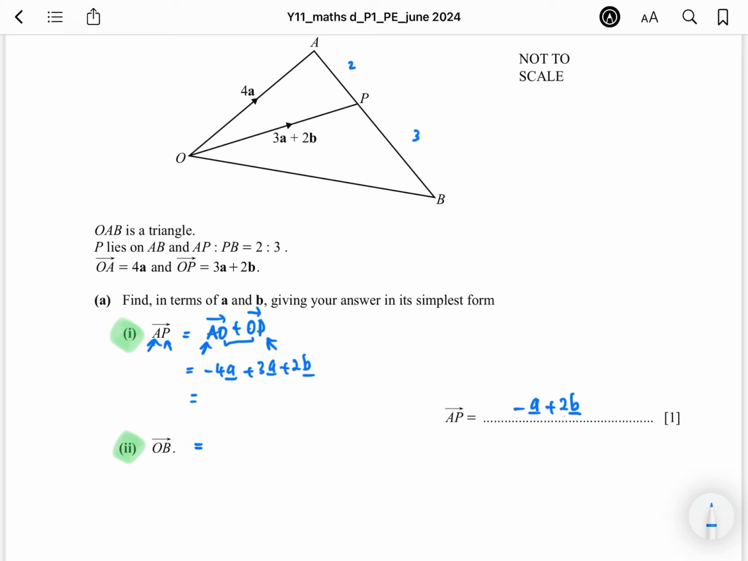With OB, we use the same sum. We can go to OA plus AB. We are given OA, but we're not given AB. However, AP is on AB. So that means we can rewrite. So let's first write OA as 4A, and AB, the ratio will be 5 over 2 of AP. That's how you can manipulate the ratio that is given. Okay, because AB is the whole length.